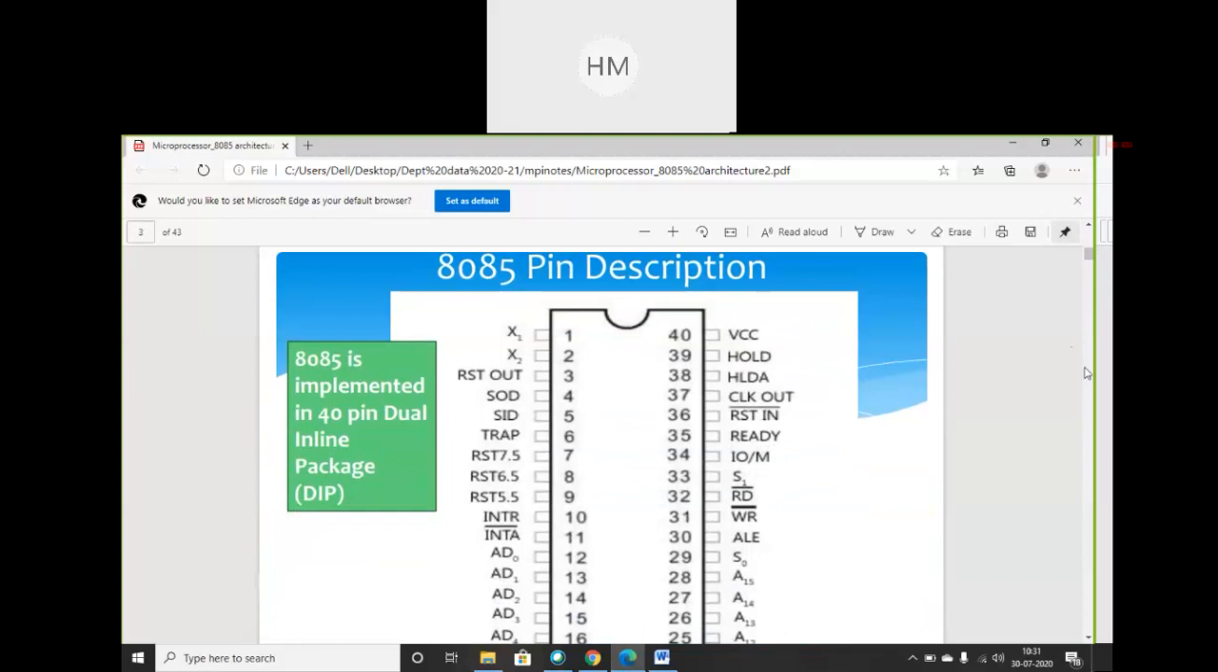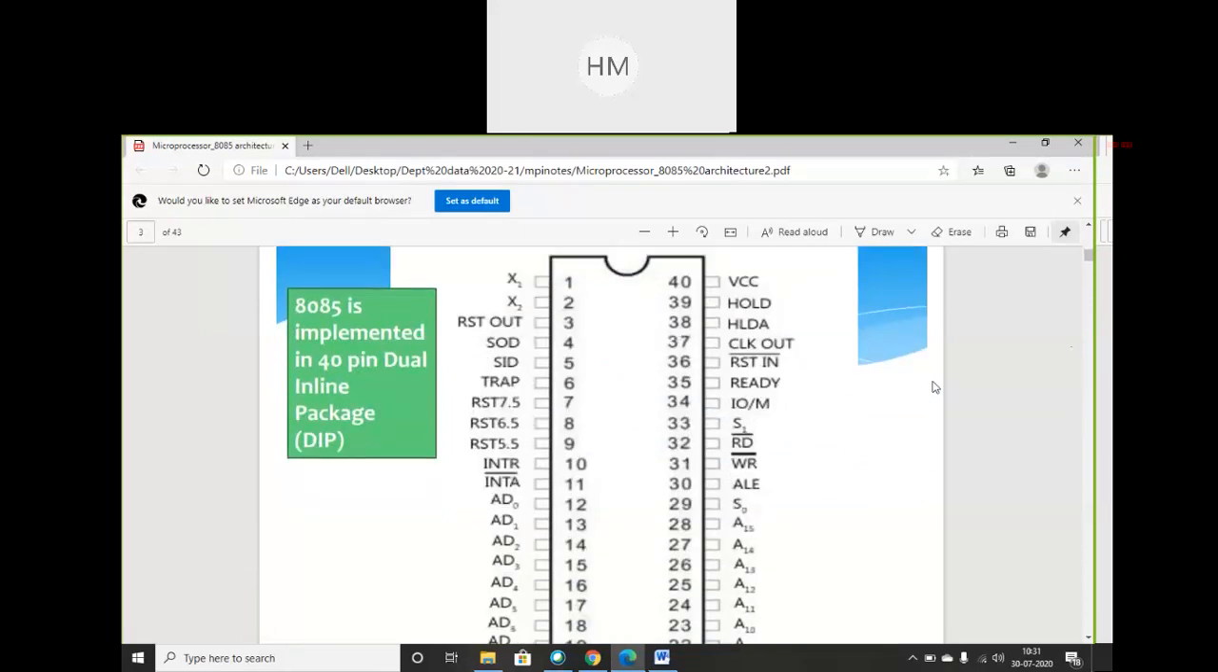Okay. So finished with the pin diagram. This is a pin diagram which consists of 40 pin IC. Two pins are marked to generate clock. It represents the clock frequency which is given to the microprocessor. Then reset out pin number 3 to reset the external devices connected.